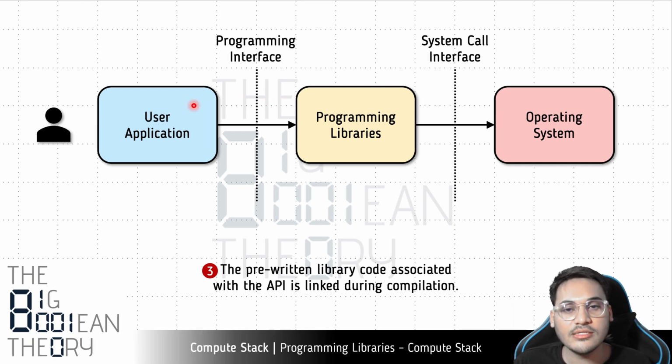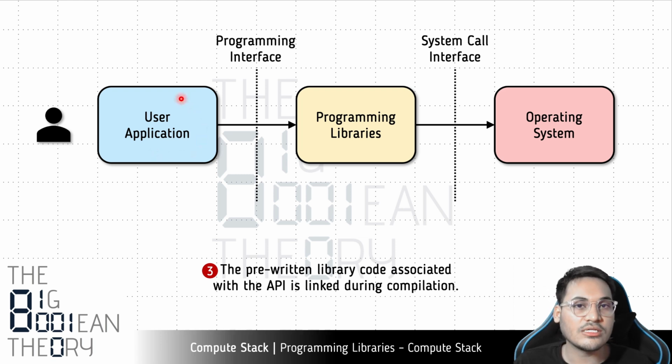Now let us understand how the code flow goes. Let us say you have written an application and you have used some programming library. What will happen when you compile your user application? You would have used some API, right? So the code that is associated with that API, which is part of the programming library, also gets compiled and linked with the executable binary that is being generated for the user application.